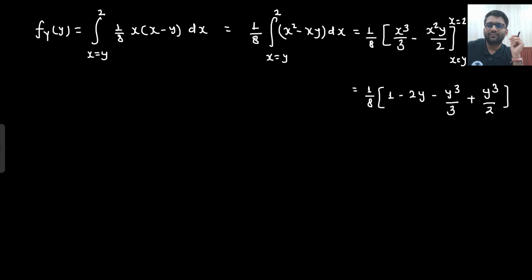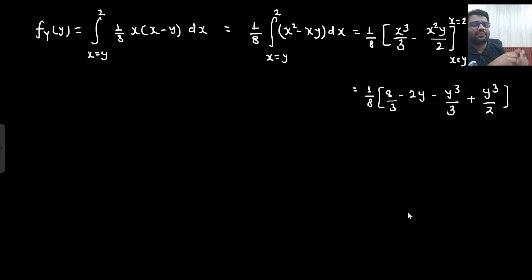Is that so? Okay, let's check back again. x into x minus y, x square, x cube by 3 minus x square by 2 y. x is going from y to 2. Then I put 2 here. Wait a minute. If I put 2 here, 8 by 3 would come, no? This would be 8 by 3, right? 8 by 3 minus, if I put 2 here, so 4 2y, then I put y cube by 3, and then plus y cube divided by 2.